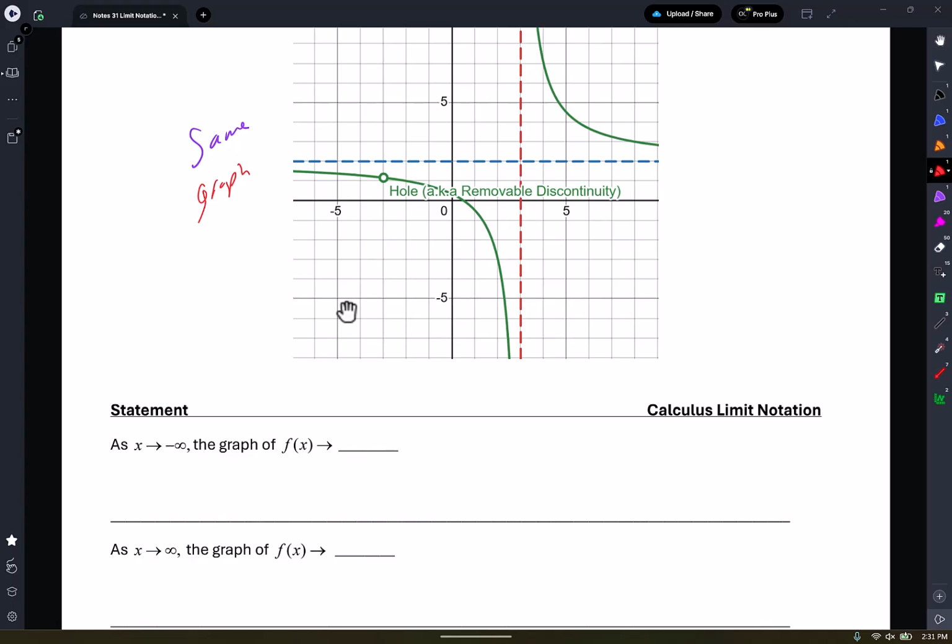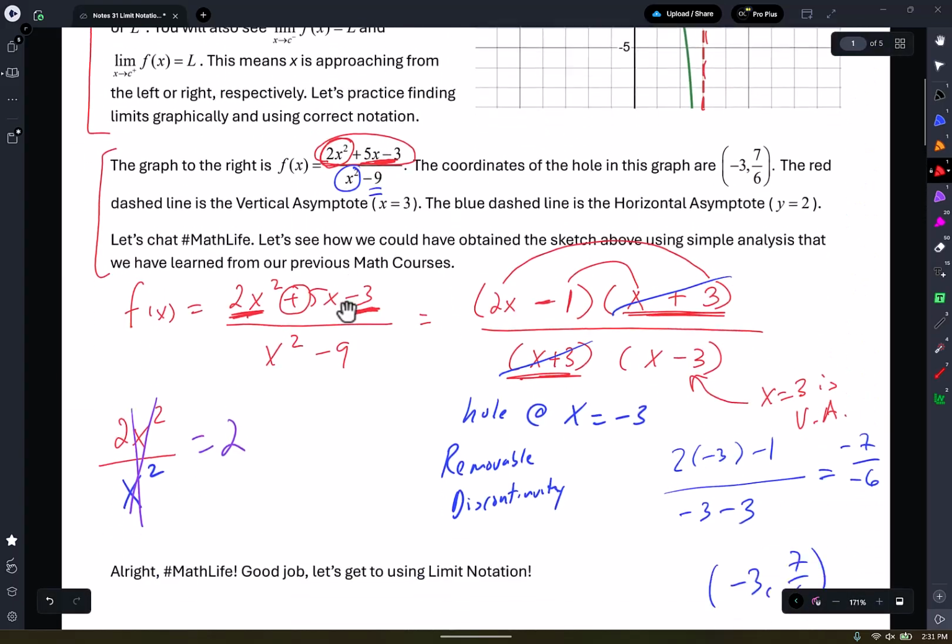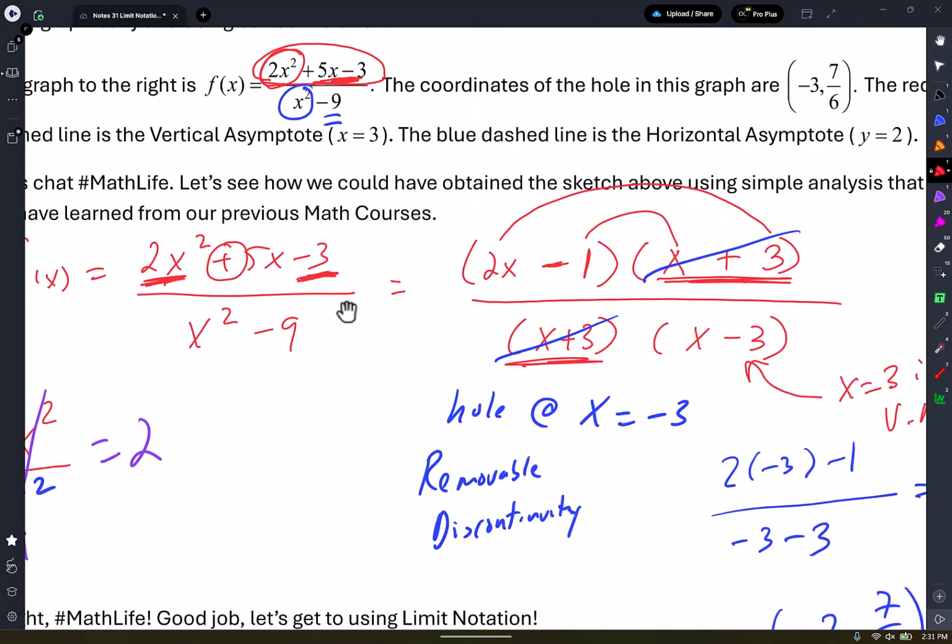What gives me a 0 in the denominator? You know what I mean? Look, right here. You know what I mean? Good question.